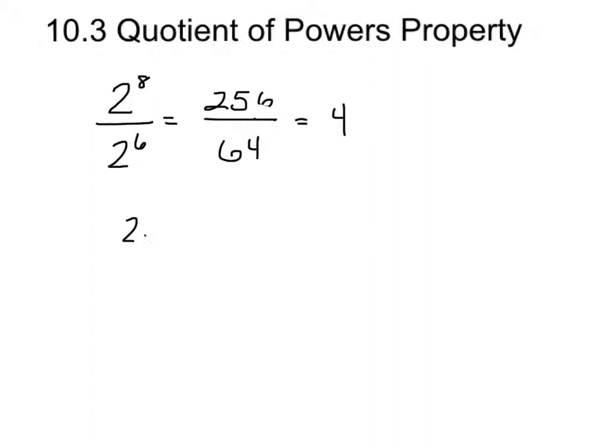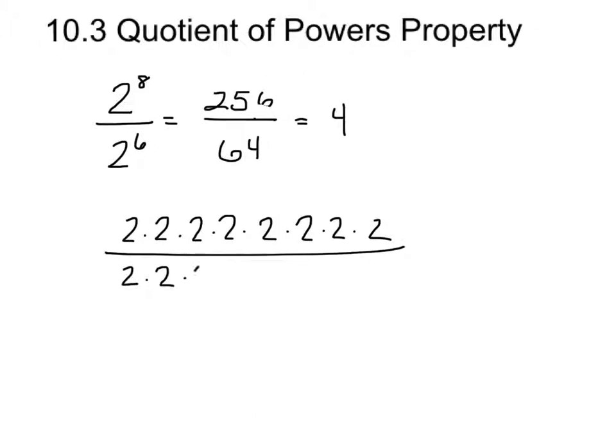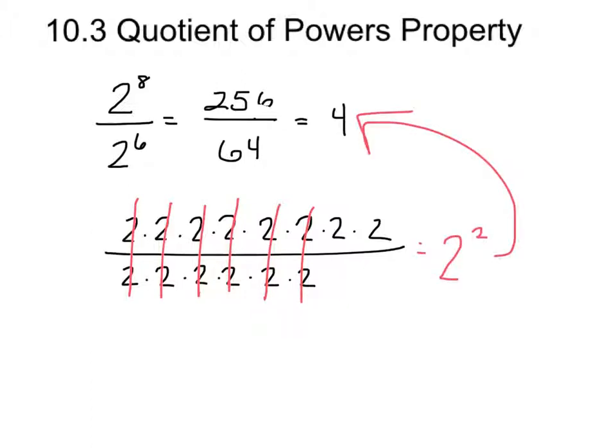2 to the 8th power is 2 times itself 8 times. And I do want you to write this down. Divided by 2 to the 6th power, which is 2 times itself 6 times. By rules of dividing, you should know that any number divided by itself is 1. So actually, 2 divided by 2, that just gives me 1. It cancels, cancels, cancels, cancels. What are you left with? You're left with 2 times 2, which is 2 to the 2nd power, which then gives you 4.